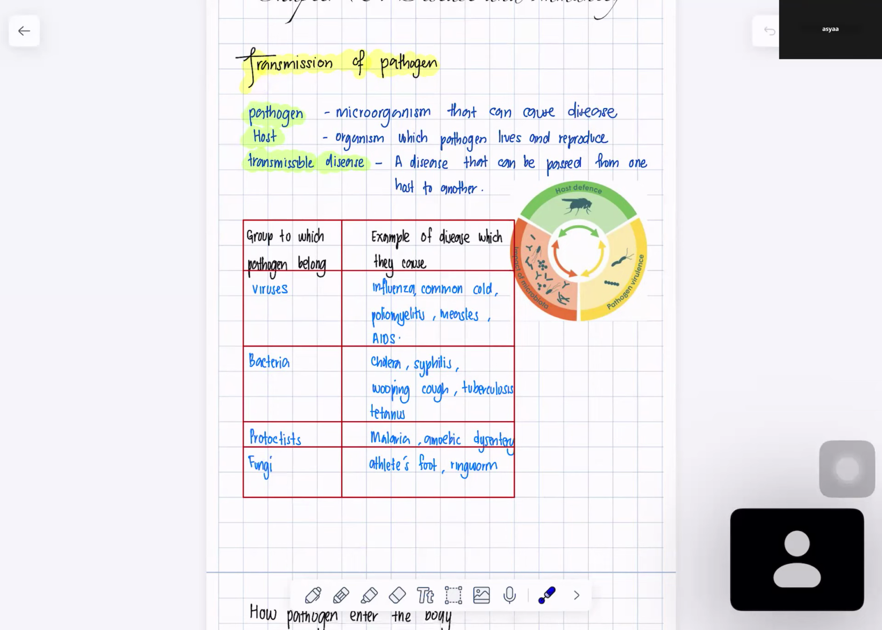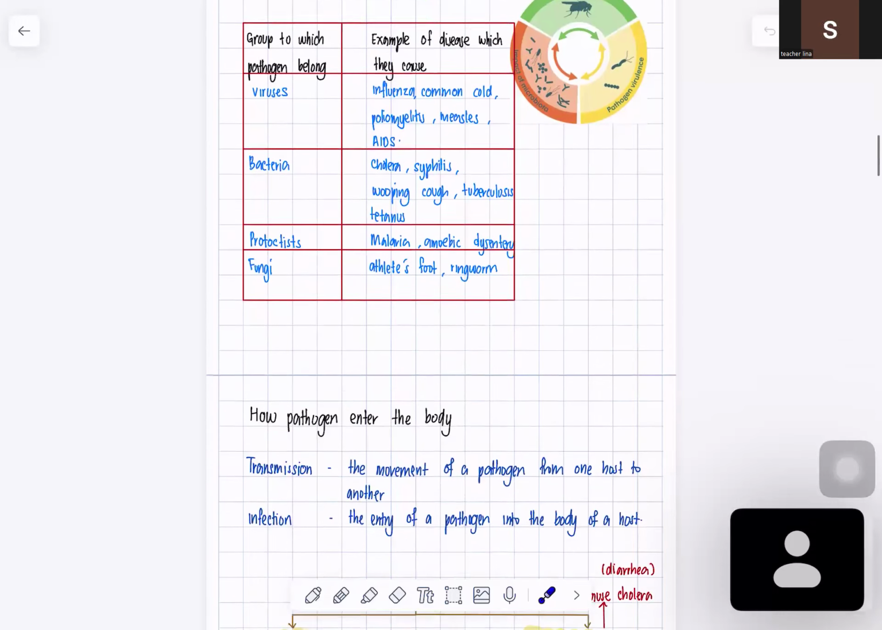No. Okay. You know pathogen, right? Pathogen is a microorganism that can cause disease. Transmissible disease is a disease that can be passed from one host to another. Then you need to know the pathogen. They belong to groups: virus, bacteria, protists, fungi. Right? Okay.